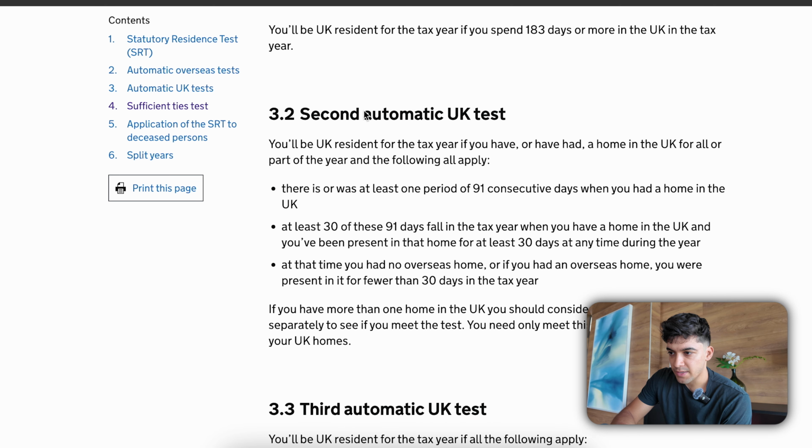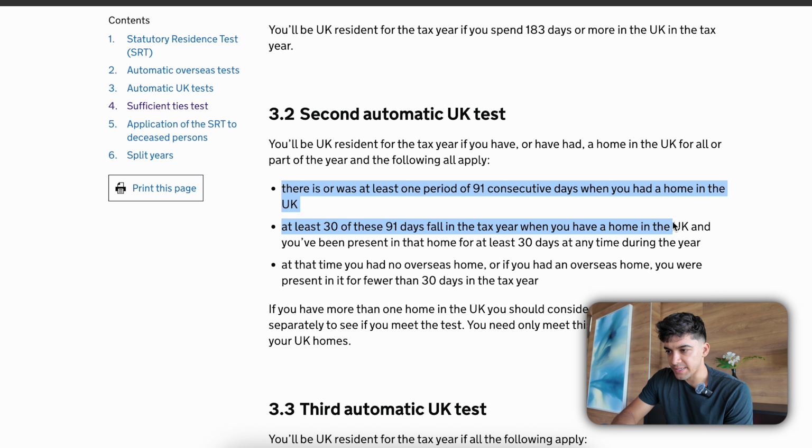The second automatic UK test is you'll be UK resident for the tax year if you have or have had a home in the UK for all or part of the year and the following apply. And this can also be a relative's place, by the way. There is or was at least one period of 90 consecutive days when you had a home in the UK. At least 30 of these 91 days fall in the tax year when you have a home in the UK, and you've been present in that home for at least 30 days at any time during the year.